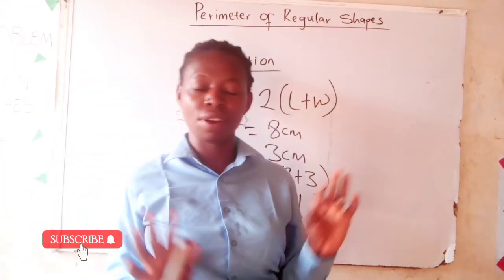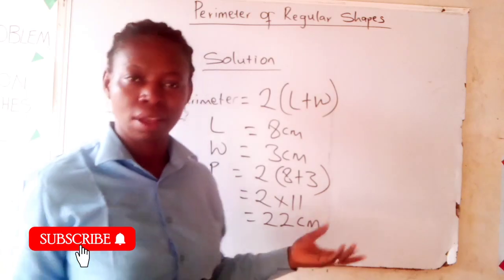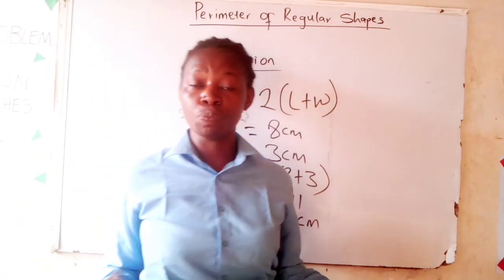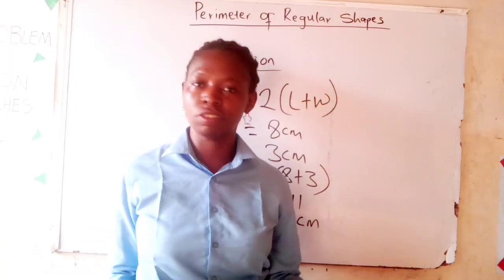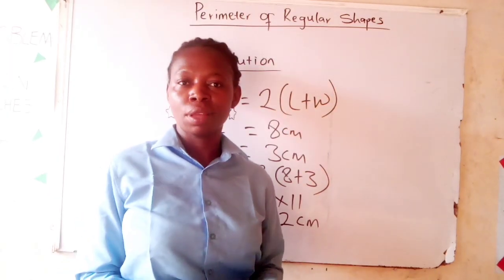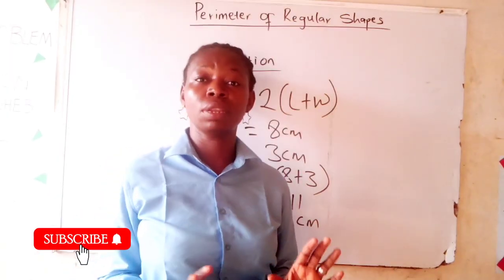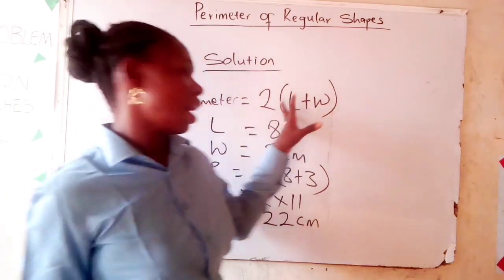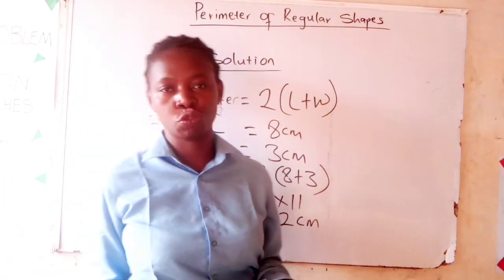You can see it's very, very easy. With this formula, you can calculate perimeter of any rectangular shape. It could be a football field, or it could be a plain paper. You can calculate the perimeter using the formula length plus width, and you multiply the answer by 2.